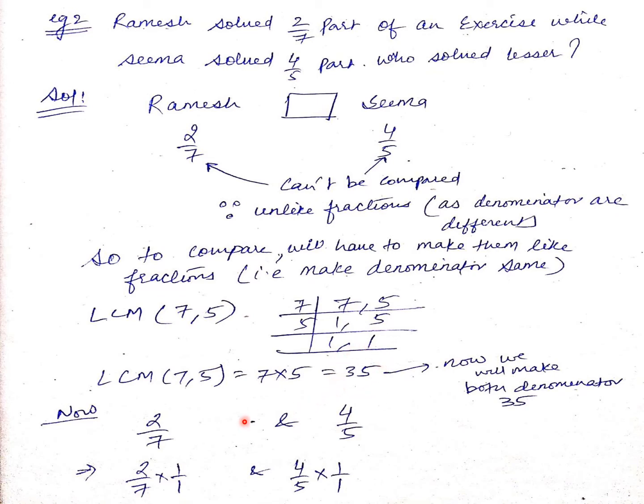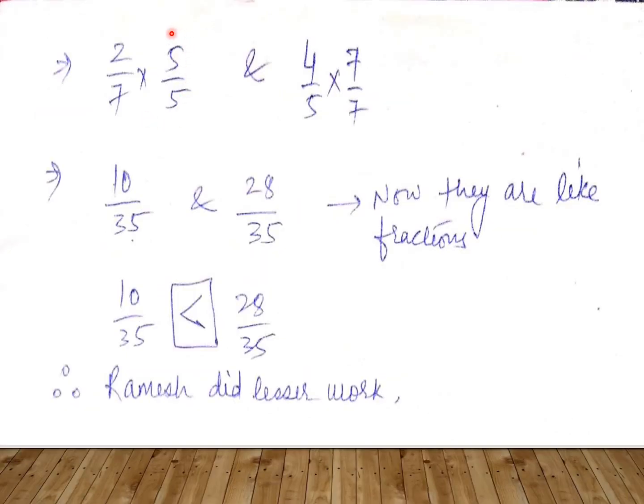Okay, let's see how. The numbers were 2 upon 7 and 4 upon 5. 2 by 7 is the part done by Ramesh, 4 by 5 is the part done by Seema. Can we do like this? Can we write 1 upon 1 here and here also? Does it change anything? No. So we can do this. Now see how this 1 and 1 will help us in making the denominator 35. In place of 1 upon 1, can I write 5 upon 5? Yes, because 5 ones are 5, it is 1 only.